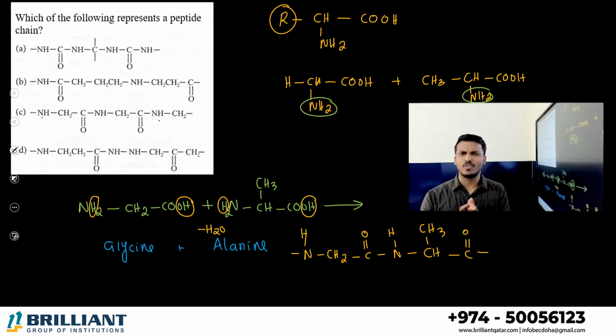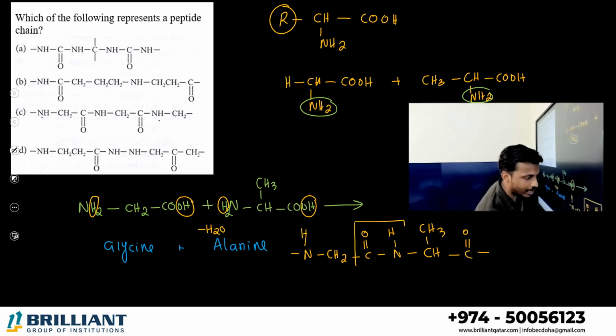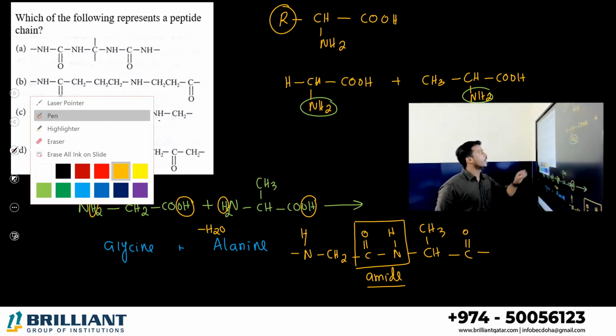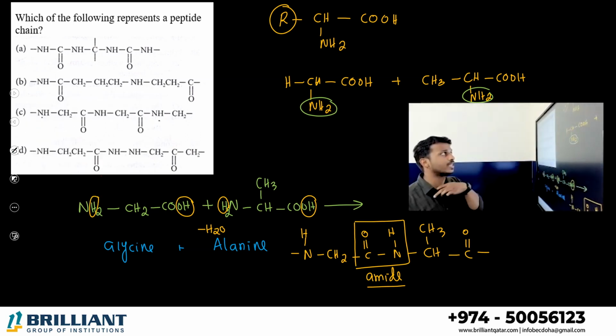Peptide bond belongs to which type of bond? Whether it is ether, amide or polyester type. Amide linkage. Can you see that? The CONH group is said to be an amide linkage. Okay, so the question: which of the following pair represents a peptide linkage? Where can you observe a proper peptide linkage?